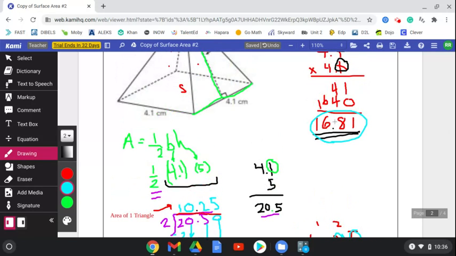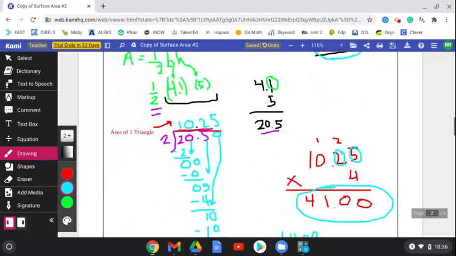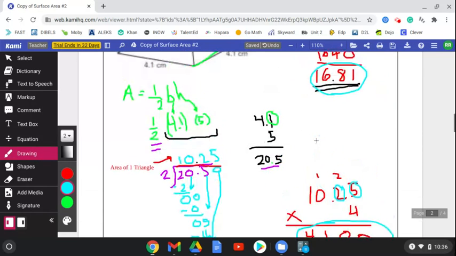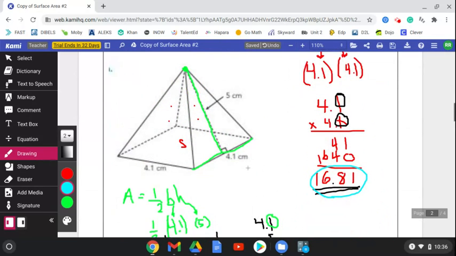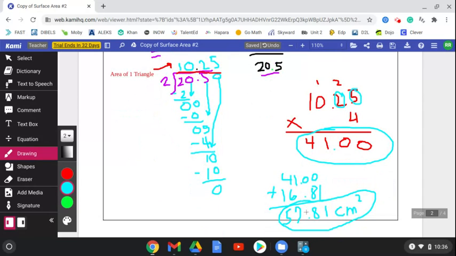So my final step is to add these together. So I have 41.00 plus 16.81. Okay, and if I bring my decimal straight down, that's going to give me 57.81, and this is surface area, and so I know that my units are centimeters squared. This is the surface area of the square pyramid. I found the area of the square, I found the area of the 4 triangular faces, and then I added them together.